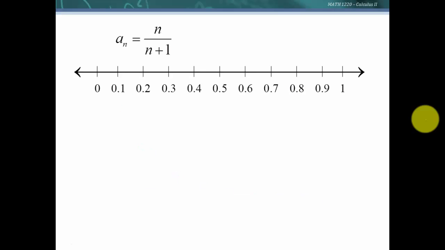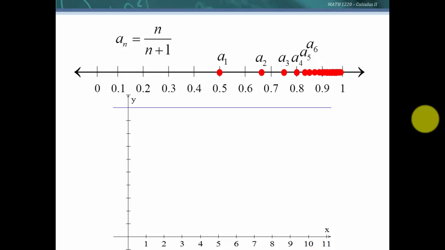As we look at this sequence, n over n plus 1, we could go ahead and put in 1. And if we put in 1, we'd get 1 over 2, or 1/2. And then we could put in a 2, and we'd get 2 over 3, 2/3. We could continue doing that, putting in a 3 and a 4 and so forth, and watching to see what this would do.